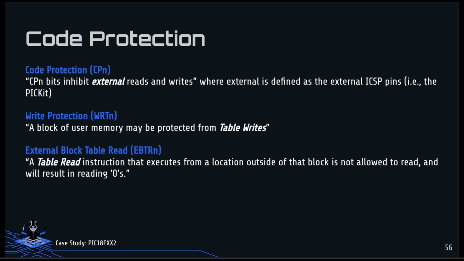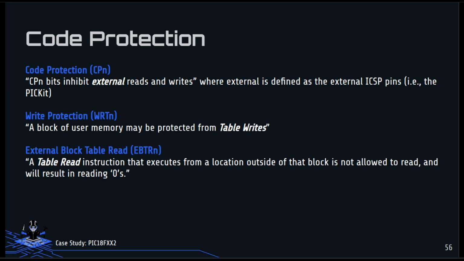So as we look at the code protection bits, we have to understand what these really mean. Code protection inhibits external reads and writes. What we mean by that is that there are the external ICSP pins. ICSP is the in-circuit serial programmer. That is Microchip's vendor-specific protocol for how they program their chips.